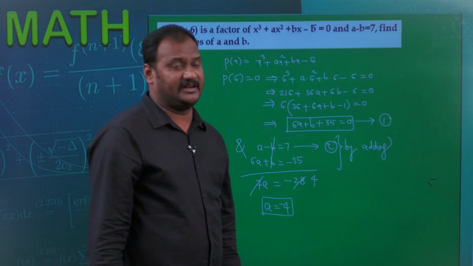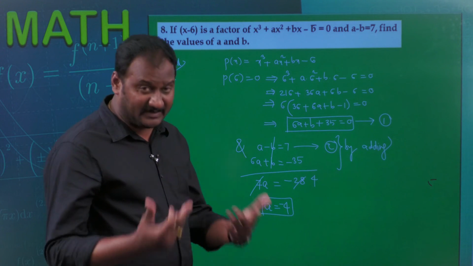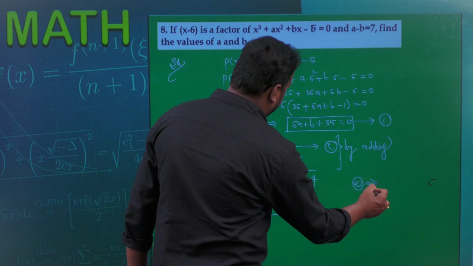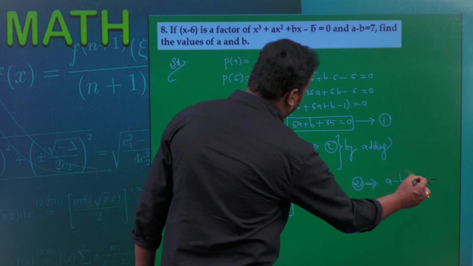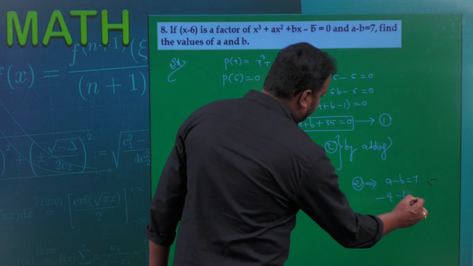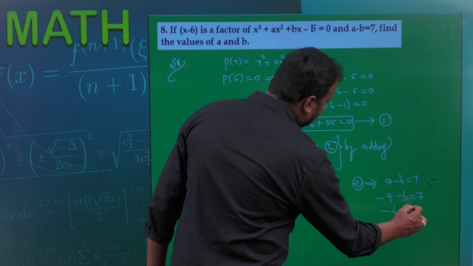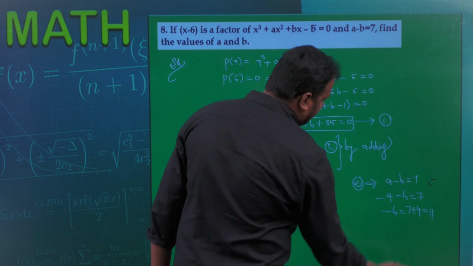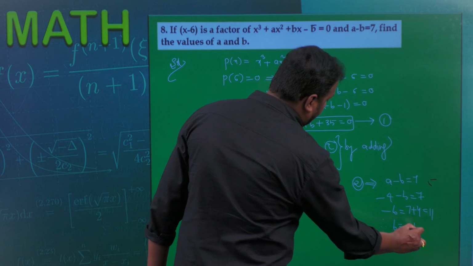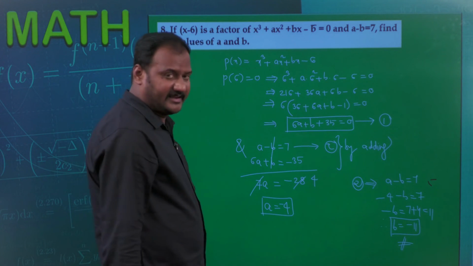Correct? Then how to get the value of b? You can substitute in one of these two equations, whichever is simpler in coefficients. That is the second equation, a minus b is equal to 7. A is equal to minus 4, so minus 4 minus b is equal to 7. So minus b is going to be, transposing minus 4 to that side, 7 plus 4 is equal to 11. So minus b is equal to 11. Therefore the value of b is equal to minus 11. This way we can answer this problem easily.